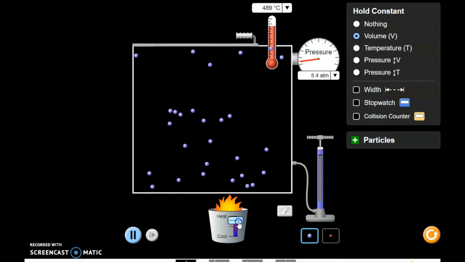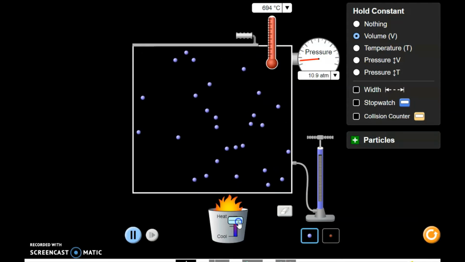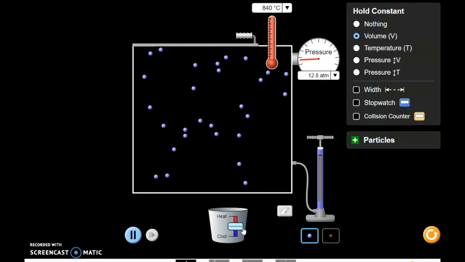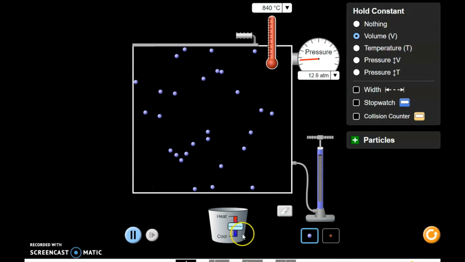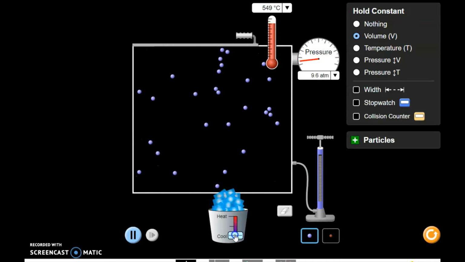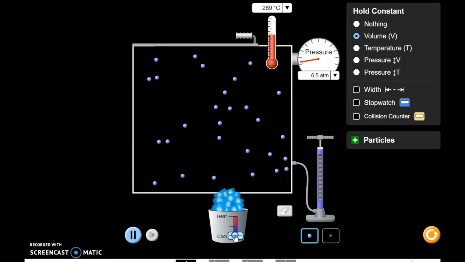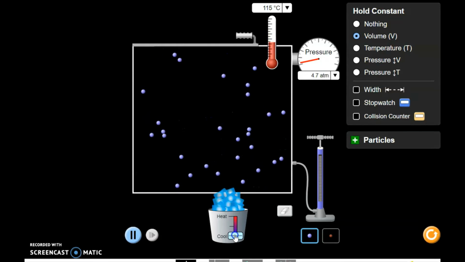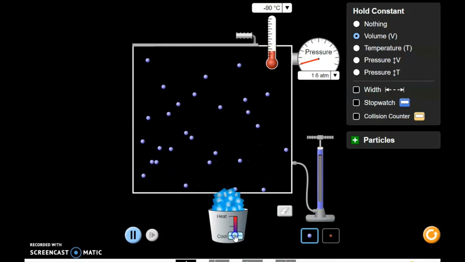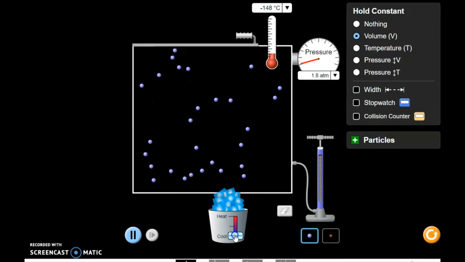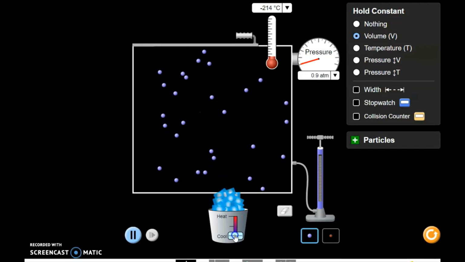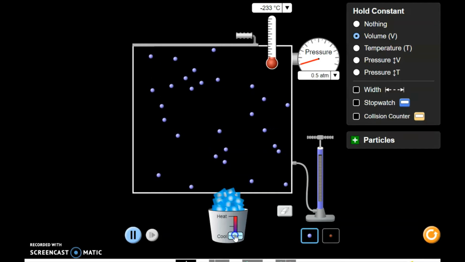If you look carefully, you'll be able to see that the molecules are moving a little bit faster than they were. And so they're hitting the sides of the container harder and more frequently. If we allow the system to cool, you'll see the temperature is dropping, the pressure is also dropping. The molecules here are moving slower and slower and slower. We get it down to 0 degrees Kelvin, which is minus 273, we'll see that the molecules will stop.